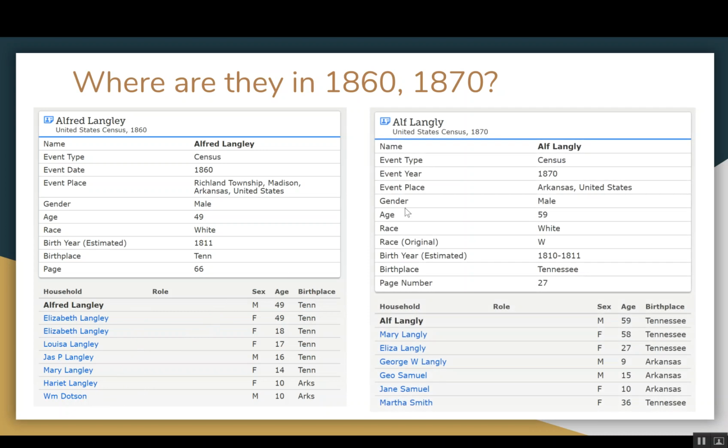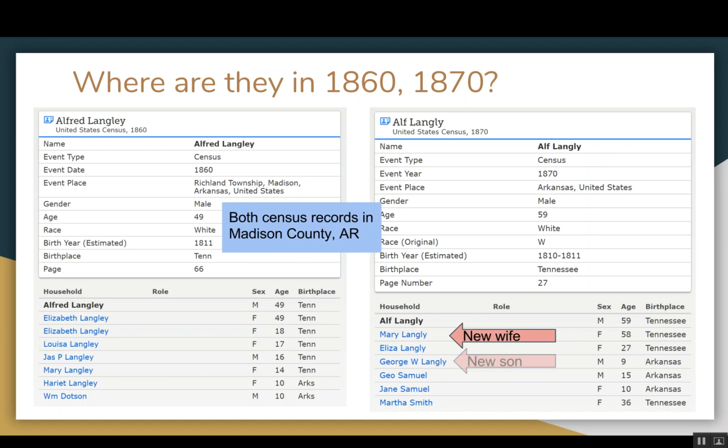And so then look at the 1870 census. This is Alfred too, but look at the way they spell his name. They abbreviated Alfred to Alf, and the last name Langly without the E. And also notice on this there is a Mary Langley that's a wife, and so not sure, that's something we would want to keep track of because maybe Elizabeth and Mary are two different people. So both censuses that are in Madison County, Arkansas, could be a new wife, a new son, George, since he's 9 years old, and then also grandkids. So some other clues that may help us as we go backwards.